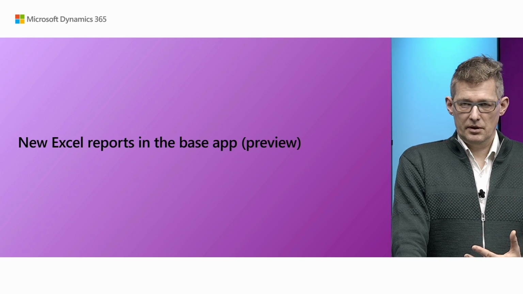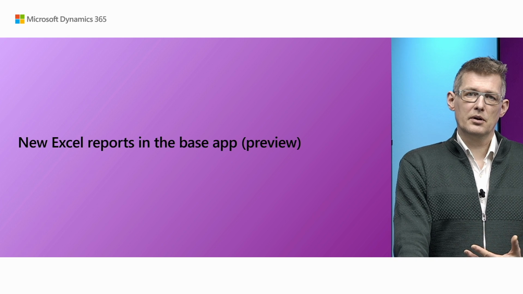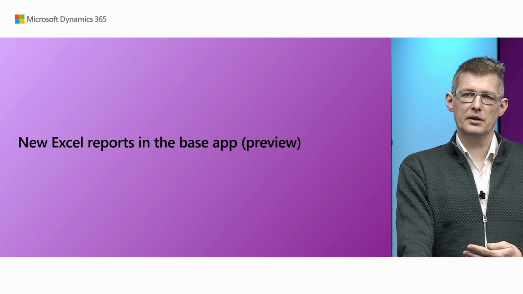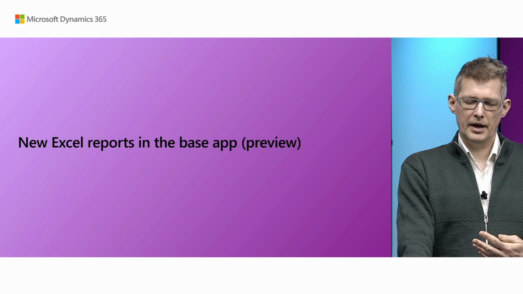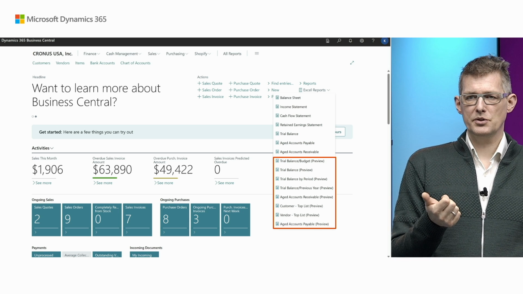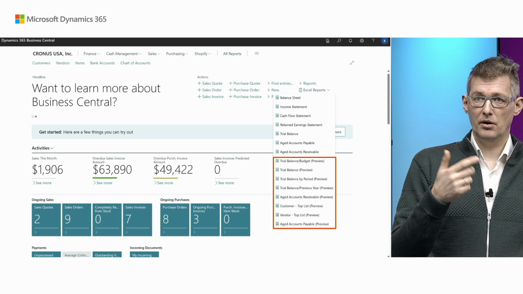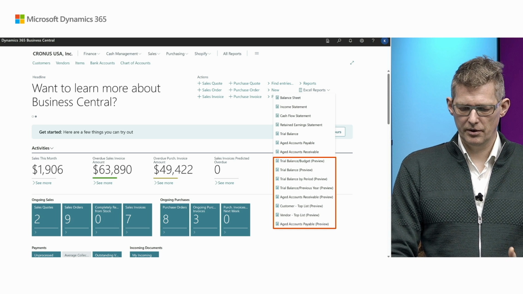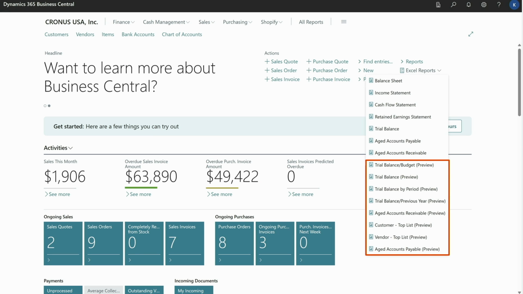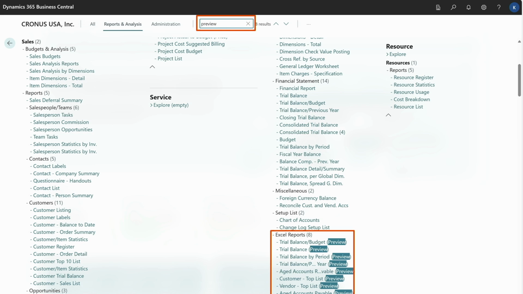With version 24, with this new version, we also ship new Excel reports in the base application out of the box. And these are added to the Business Manager role center and Accountant role center under Excel reports. You can see them with their names and, in parentheses, preview. Or you can also search for preview on the report or role explorer, and then they would show up there.